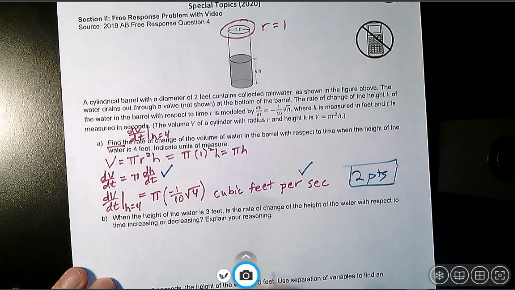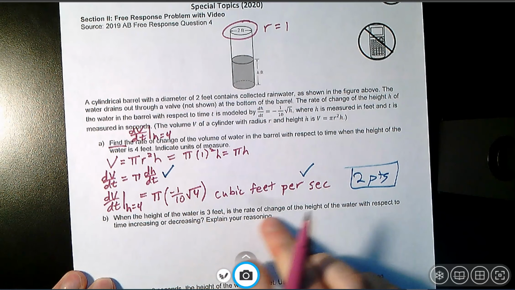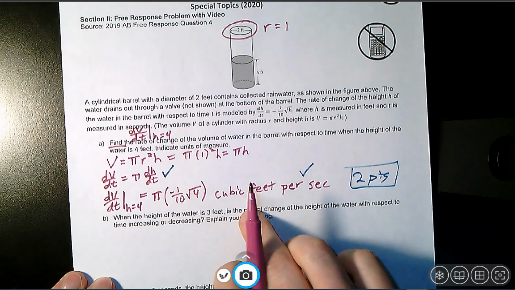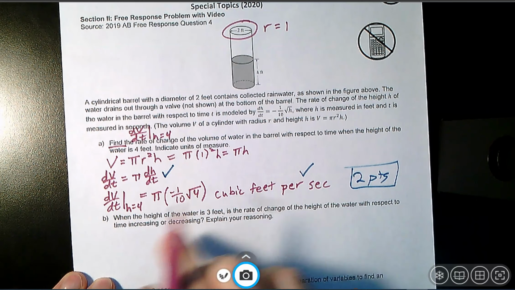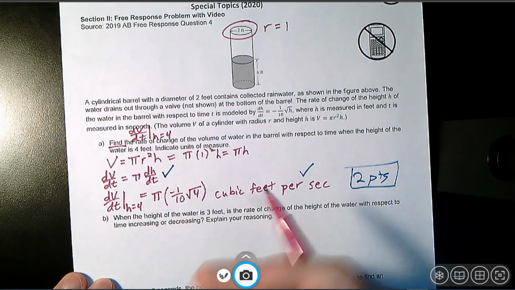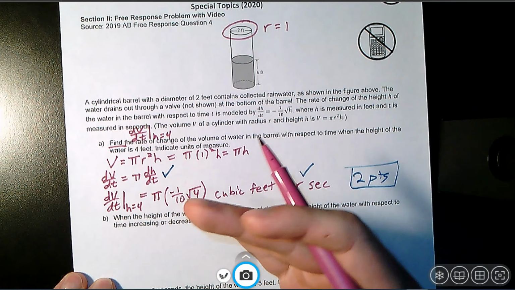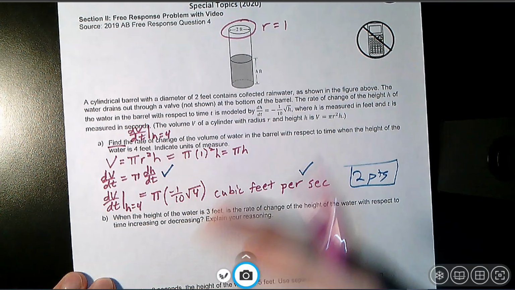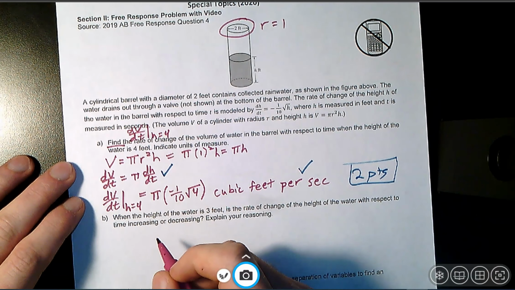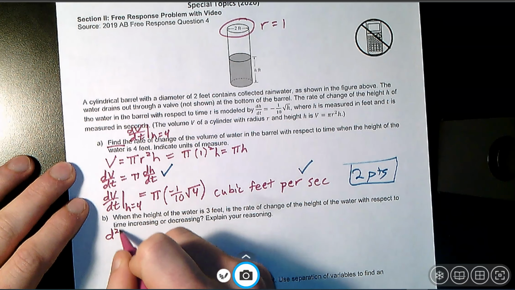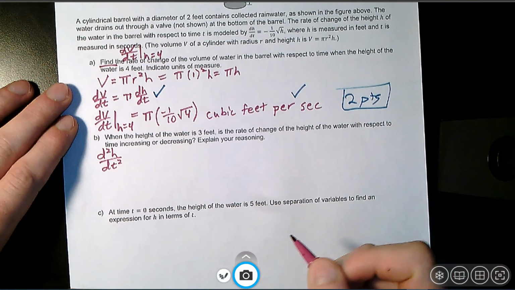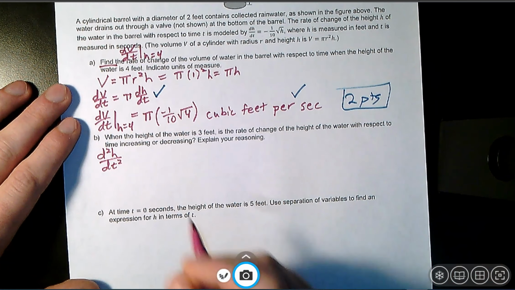Part B. When the height of the water is 3 feet, is the rate of change of the height of water with respect to time increasing or decreasing? Okay, I need to know the rate of change. Is the rate of change increasing or decreasing? Well, the rate of change would be already dh/dt. And if I want to know if dh/dt is increasing or decreasing, I need to take a derivative of dh/dt. So let's see what that looks like. If I take a derivative of dh/dt, that's going to be d squared h over dt squared, the second derivative now of h with respect to time. Let's see what happens when we do that.